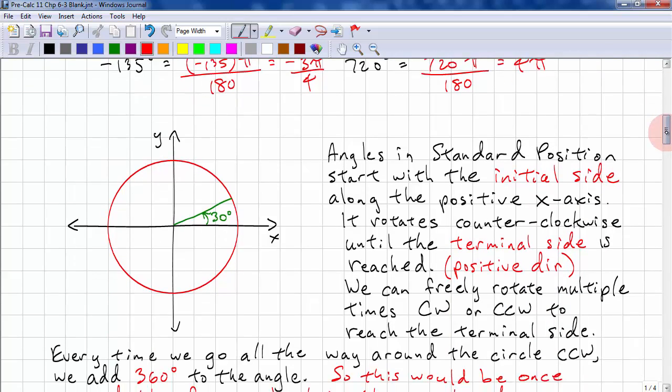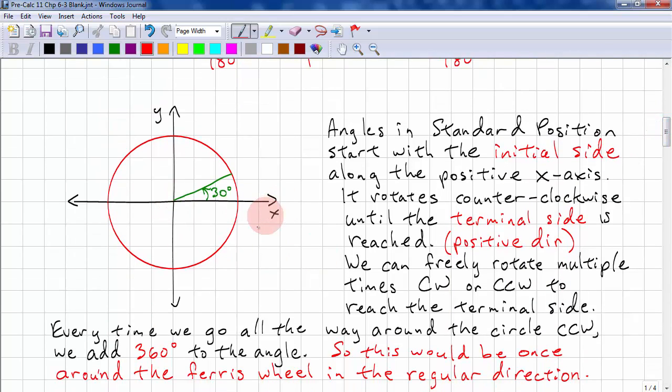So let's look at angles in standard position again. We have the initial side. We have the terminal side. And here we have 30 degrees. And again, it rotates counterclockwise positively. And if we go backwards, that's negative, and that's clockwise.